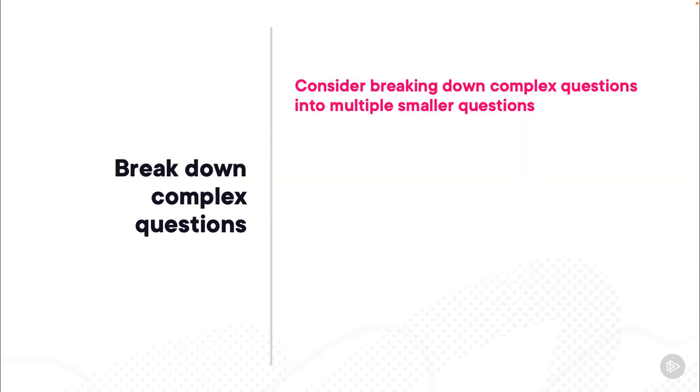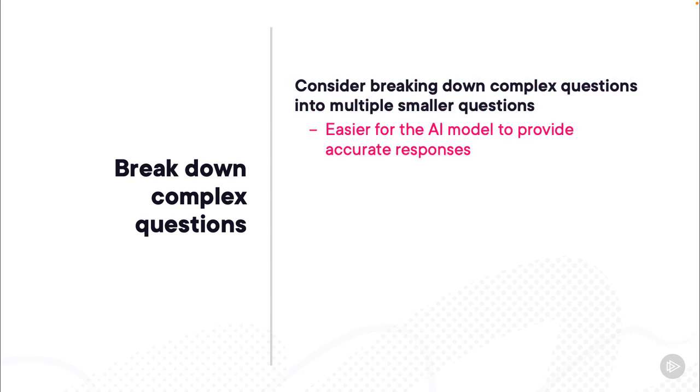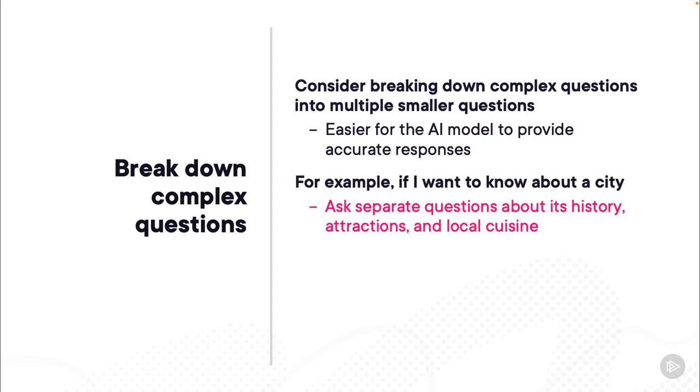Oh, and consider breaking down complex questions into multiple smaller questions, which is easier for the AI model to provide accurate responses. For example, if I want to know about a city, you can ask separate questions about its history, attractions, and local cuisine instead of asking, tell me everything about the city.